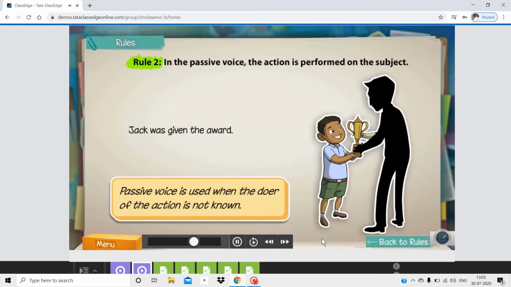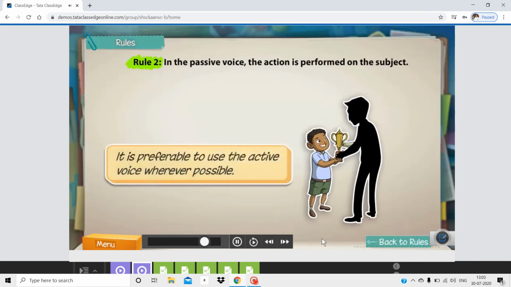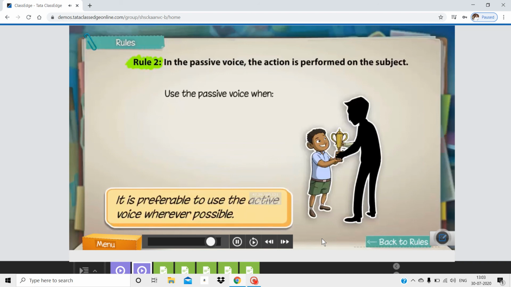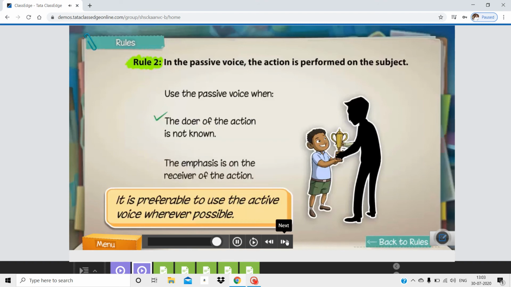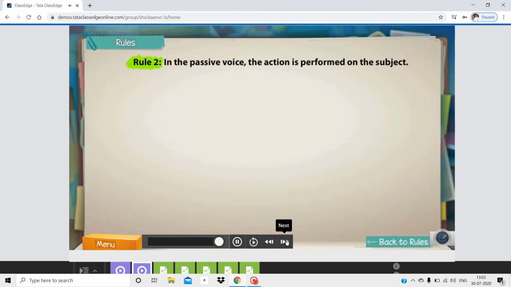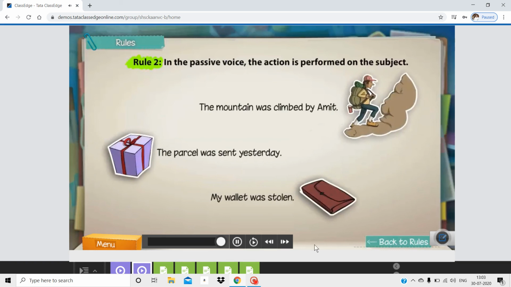Similarly, in this example, the subject, Jack, is the receiver of the action. We do not know who gave Jack the award, so the sentence is in passive voice. The active voice is more direct, so most writers prefer to use the active voice whenever possible. However, the passive voice may be used when the doer of the action is not known, or if the writer wishes to emphasize the receiver of the action. Here are some more examples of sentences where the passive voice is used.